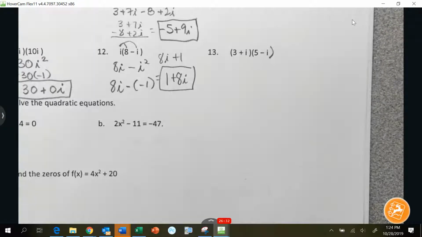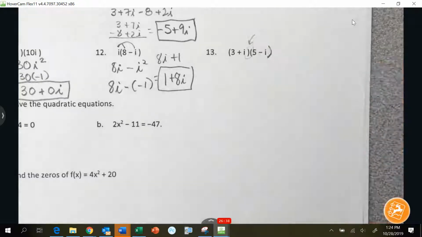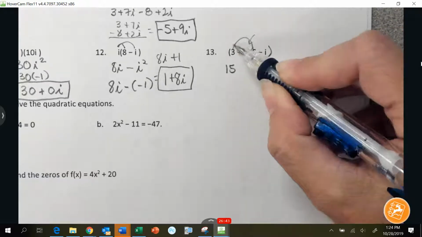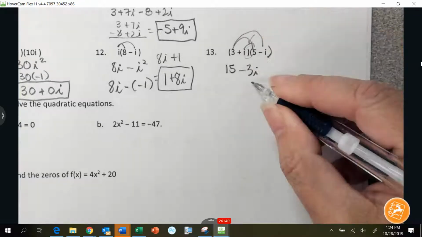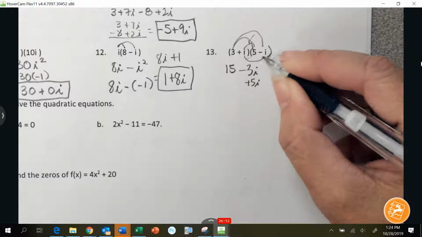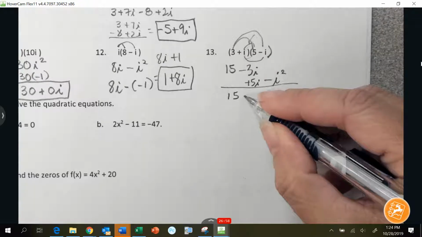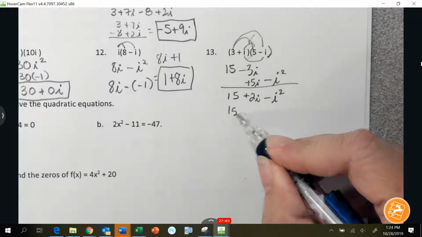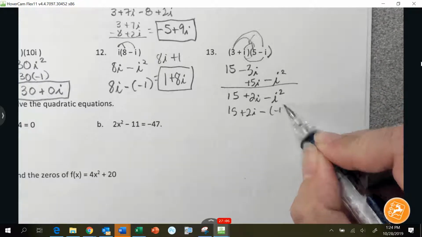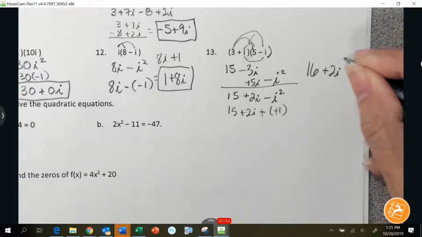You can do this by the FOIL method, or you can use a box to do this. But I do know to multiply because I look in the middle, and that says multiply. 3 times 5 is 15. 3 times negative i is negative 3i. 1 times 5 is 5i. i times negative i is negative i squared. So I have 15 plus 2i minus i squared. So 15 plus 2i minus negative 1. 16 plus 2i.